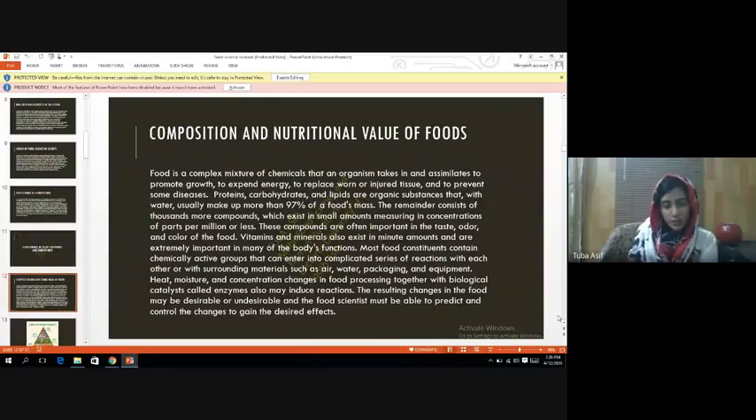Vitamins and minerals also exist in minute amounts and are extremely important in many of the body functions. Most food constituents contain chemically active groups that can enter into complicated series of reactions with each other or with surrounding materials such as air, water, packaging, and equipment. Heat, moisture, and concentration changes in food processing together with biological catalysts called enzymes also may induce reactions. The resulting changes in the food may be desirable or undesirable, and the food scientist must be able to predict and control the changes to gain the desired effects.